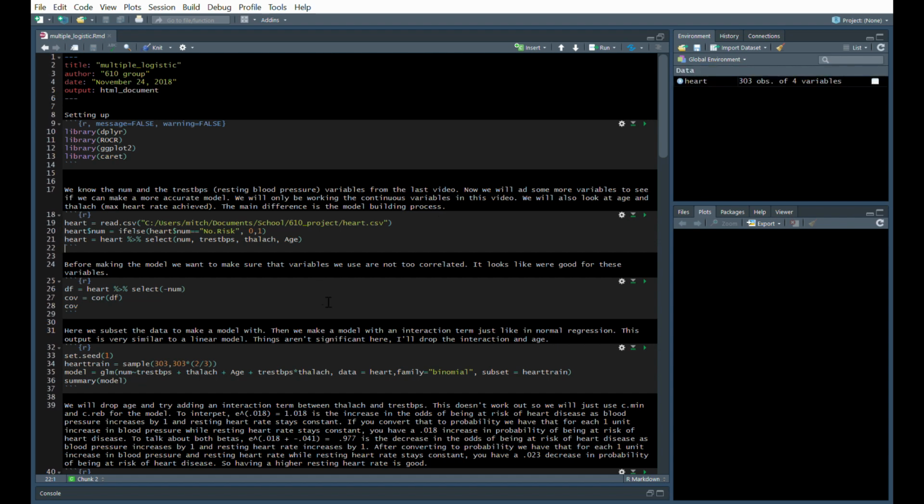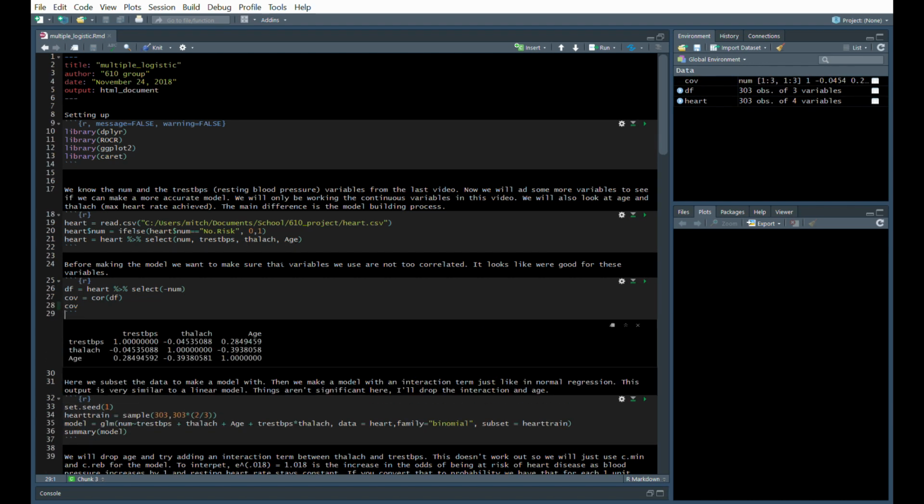And before making our model, we need to make sure that our variables are not going to be too correlated. And by that, I just mean more than 0.8 is probably too much. Then if you make your model with those all together, they're just going to be explaining each other. So first off, you're just going to take the data set and then remove num, and then we're going to make a correlation matrix and check it out.